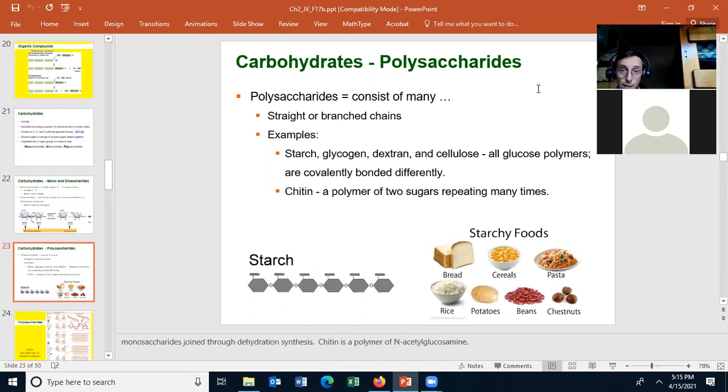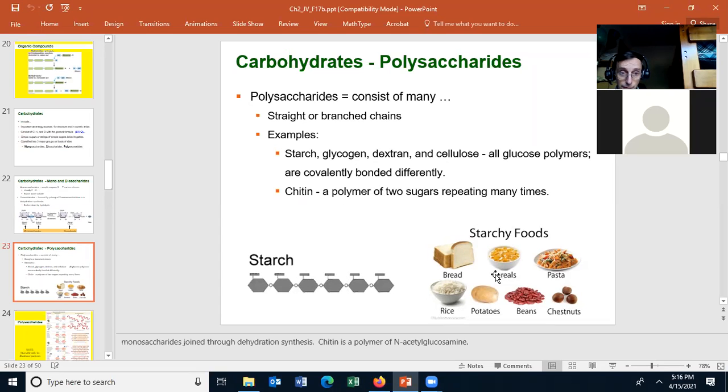The complex carbohydrates are called polysaccharides. They consist of many monosaccharides hooked together, one after the other. The polysaccharides can be straight chained, like starch, or can be branch chained. And I'll show you a picture of that. Glycogen is an example. Some examples of the polysaccharides: starch, glycogen, dextran, cellulose. All are polymers of glucose. They can be covalently bonded differently, like cellulose and starch have different bonds.